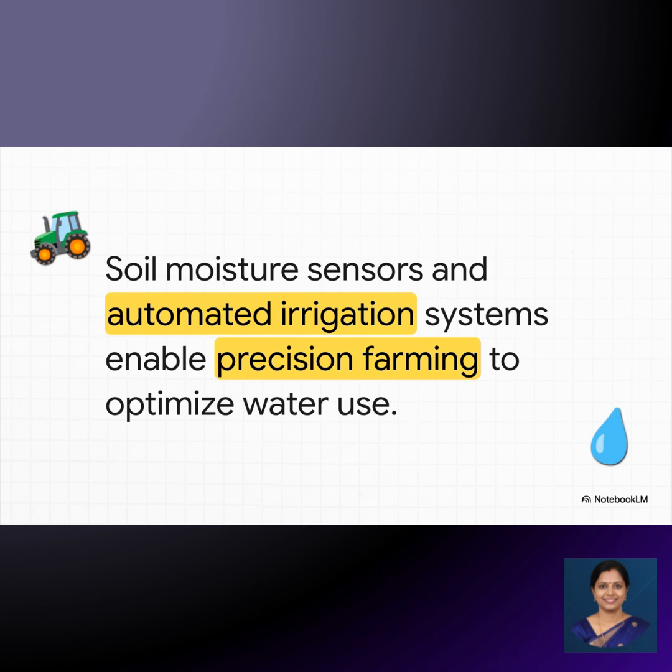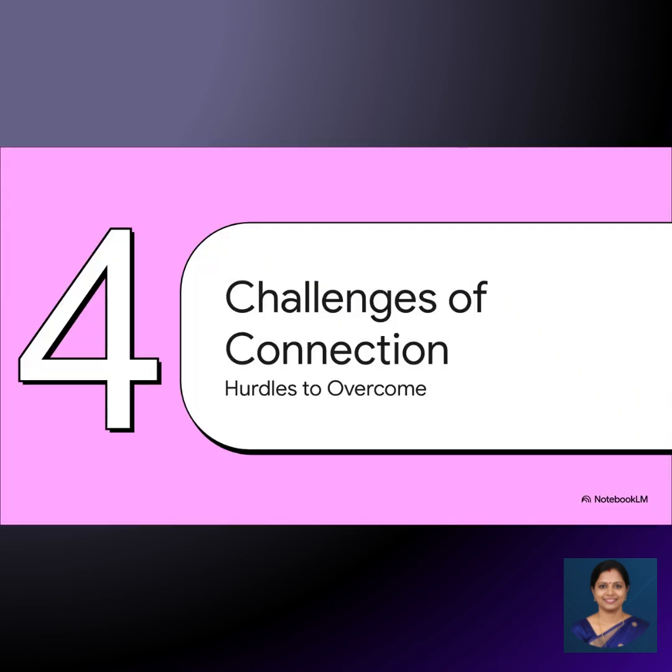Even farming is getting a huge high-tech upgrade. You've got sensors buried in the soil that measure moisture levels, which then automatically turn on irrigation systems only when and where they're needed. It's called precision agriculture, and it helps us conserve precious water while getting more out of our crops. Now, connecting billions upon billions of devices sounds incredible, right?